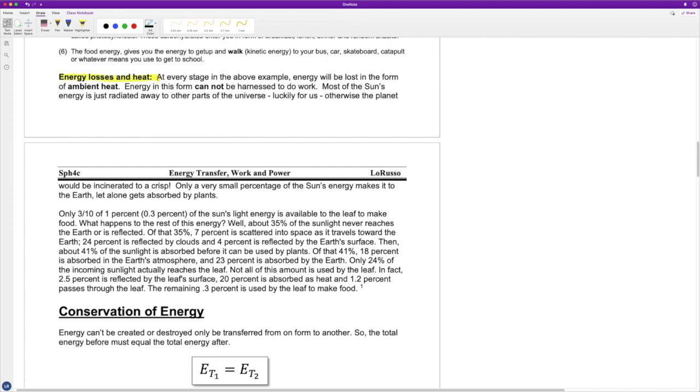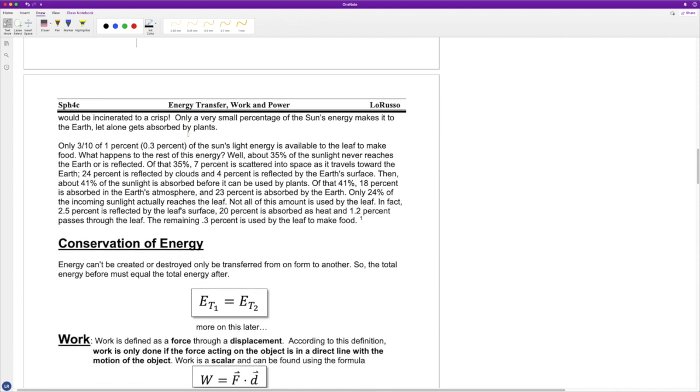So for example, in a car, most of the losses are in the form of heat. You also have losses in the form of sound because we can actually hear the car doing its thing. Now, for us living on Earth, we're getting a lot of energy from the sun. And believe it or not, most of the sun's energy is just radiated away to other parts of the universe. This is important because if the Earth absorbed all the energy thrown at us by the sun, you wouldn't be able to live here, right? It would be too hot because the sun is just too darn powerful.